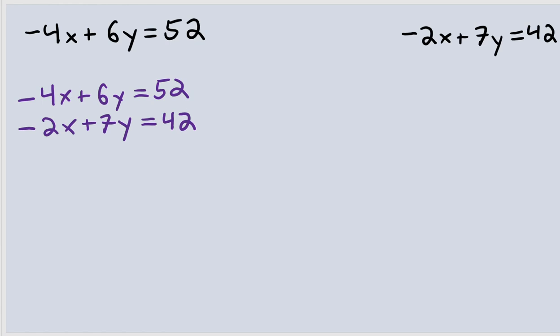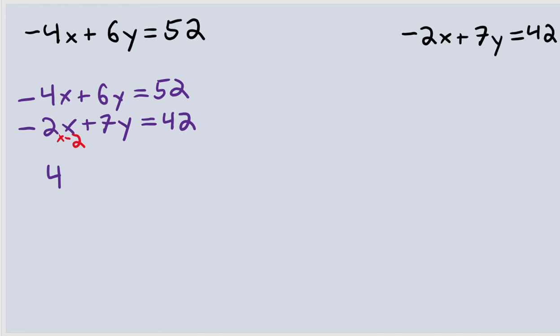Let's look at my x's. I don't really see a relationship between my y's. I don't see a relationship between 6 and 7 that's going to be simple. So let me look at my x's. I know that there's a relationship here. If I take that negative 2 and I multiply it by negative 2, I'm going to have 4. So negative 2 times negative 2 is 4, and the perfect thing about 4 is it's an opposite. 4 is an opposite to negative 4. So if only I had a 4 on that bottom equation, man, I could solve this whole thing.